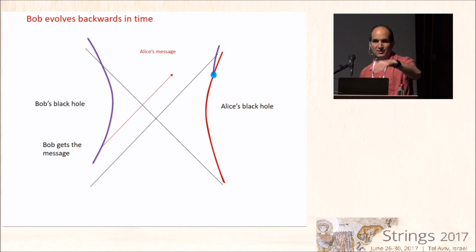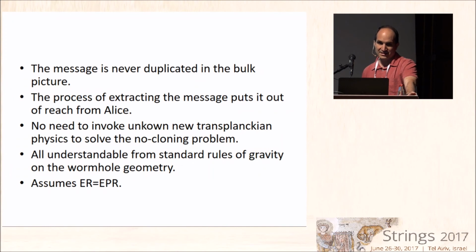Okay, but in this whole discussion, only one copy of the message is present. So the message is never duplicated, and the process of extracting the message puts it out of Alice's reach, and there is no need to involve trans-Planckian physics to solve this non-cloning problem. And everything is understandable from the standard rules of gravity on the wormhole geometry. Of course, you have to assume that entanglement means that there is a wormhole. So maybe you can say everything is hidden in that assumption.